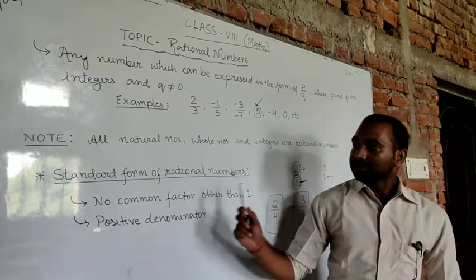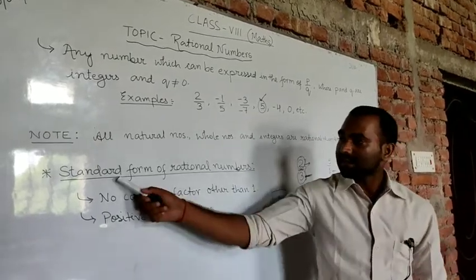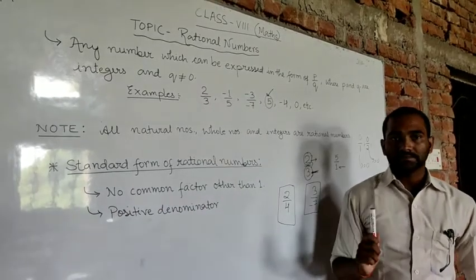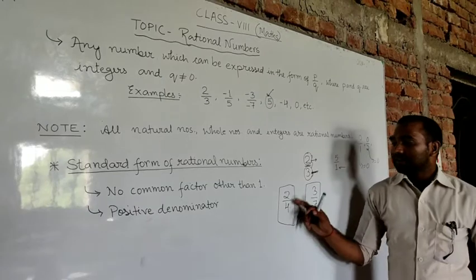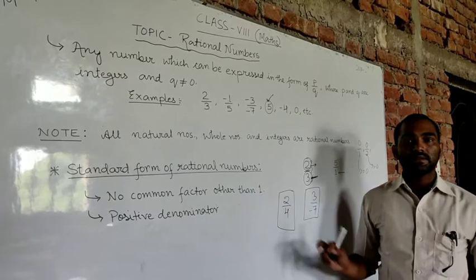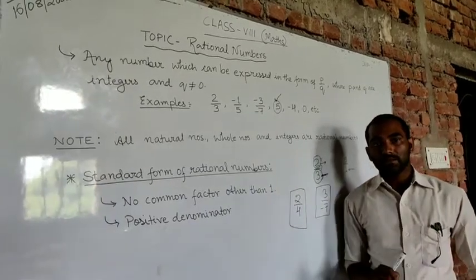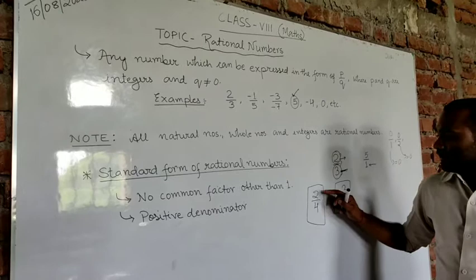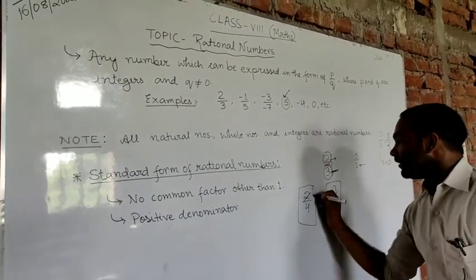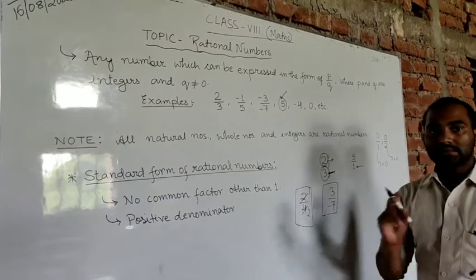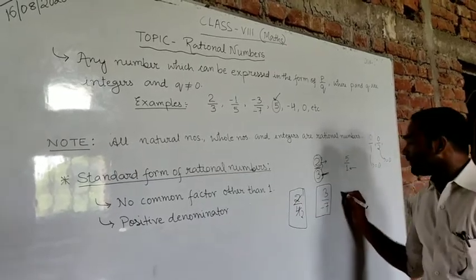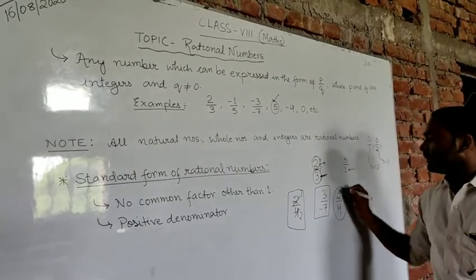A rational number is said to be in the standard form when, first condition, there is no common factor other than 1. That means when we compare the numerator and denominator, there should be no common factor. Both numbers should not be divisible by any number other than 1. In the first example, we can see that the numerator and denominator are both divisible by 2. We can cancel out: 2 ones are 2 and 2 twos are 4. That means there is a common factor which divides both. So 2 upon 4 is not in the standard form.